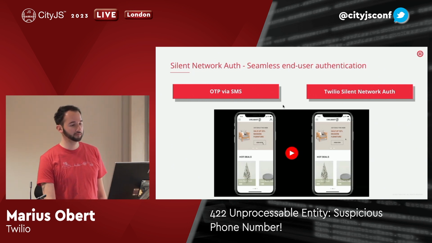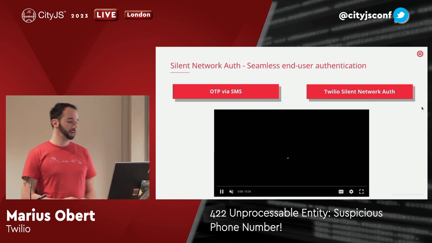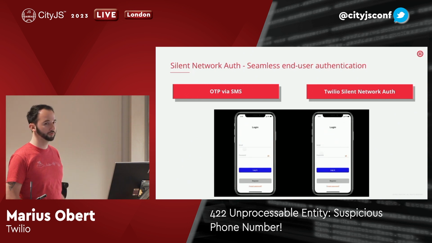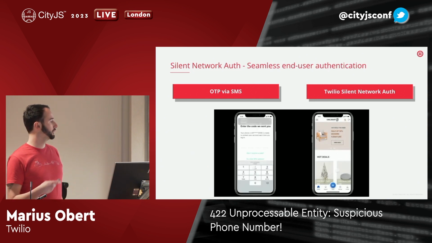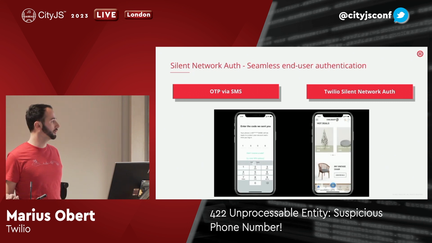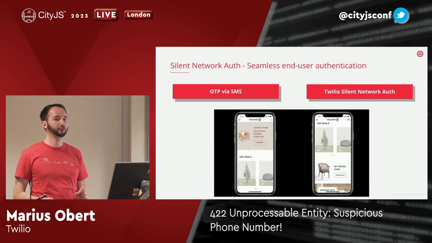That's basically a video here that shows silent network authentication on the right side and SMS one-time passwords on the left side. And if I play the video, let's see what happens. So both phones try to log in with the credentials. The left phone will get a one-time password where the user has to wait, copy the code, enter it, and the right one was magically already logged in. And while it seemed like nothing was happening there, there was something very secure happening.